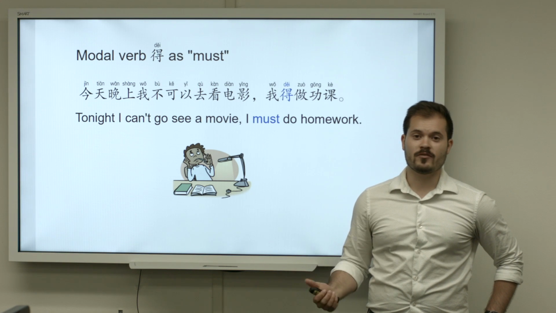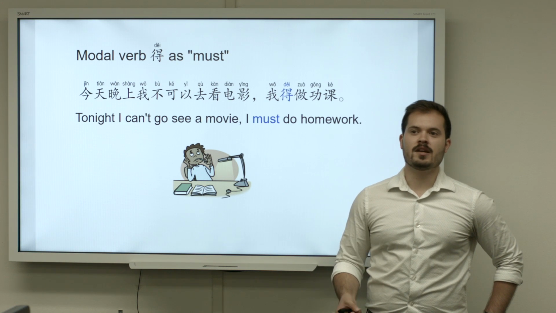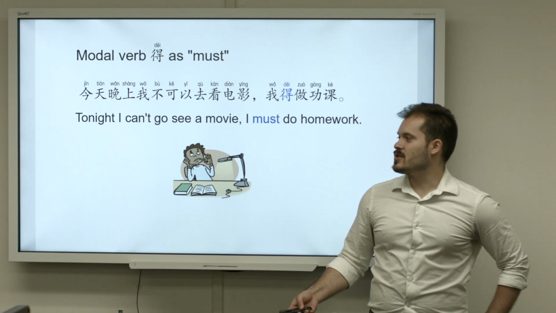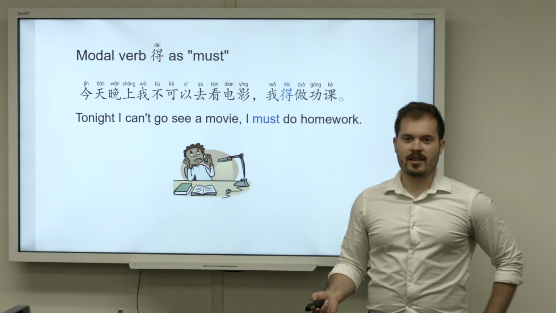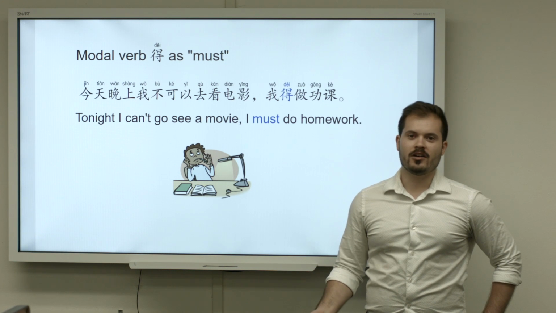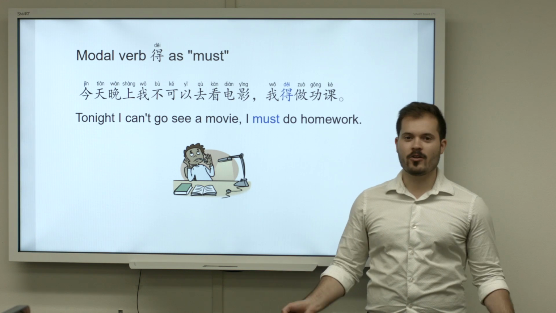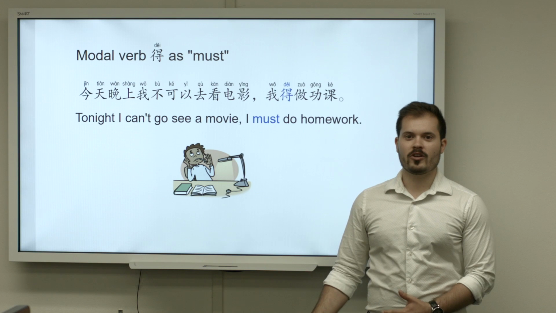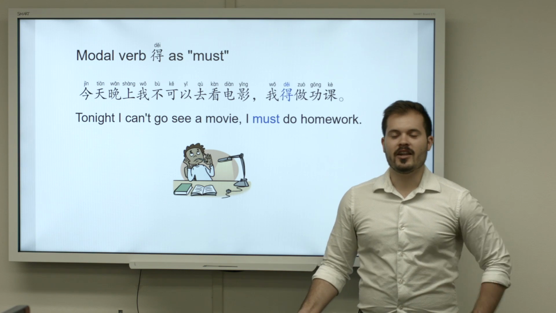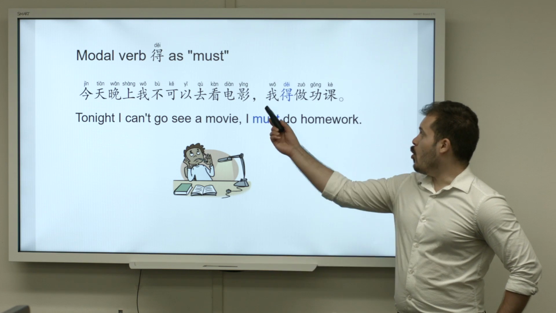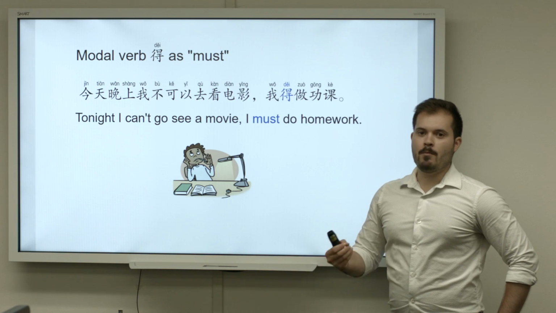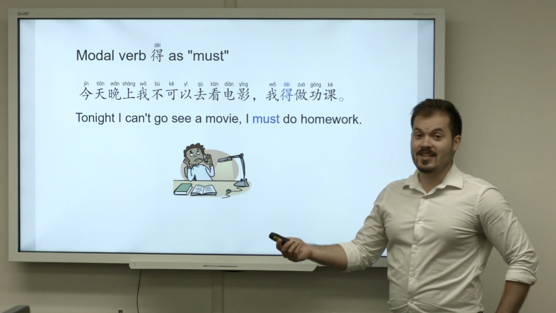And actually, 得 sort of is too. It's a modal verb that means must or have to. So something like 今天晚上我不可以去看电影，我得做功课. Oh, tonight I can't go see a movie. I must do homework. 我得做功课. And here again we see exactly the same sentence structure that we're so familiar with. 我得做功课. I must do homework. It's the same.